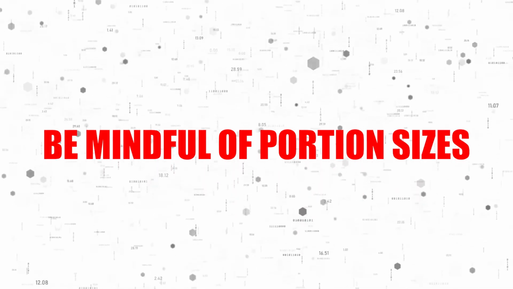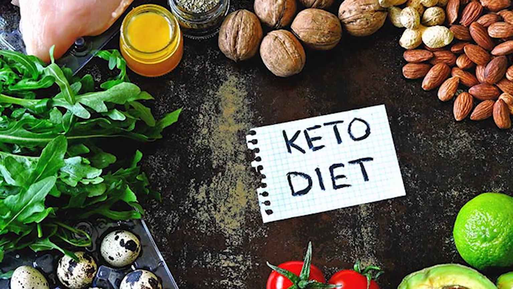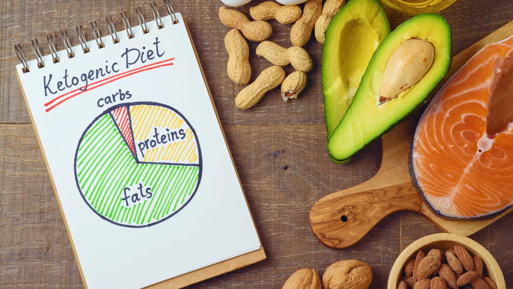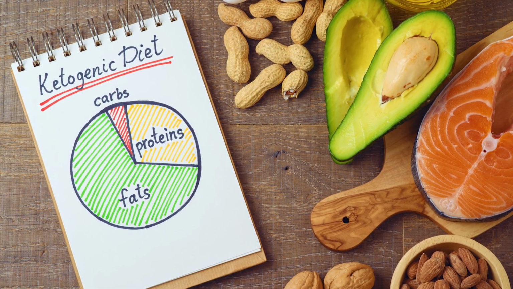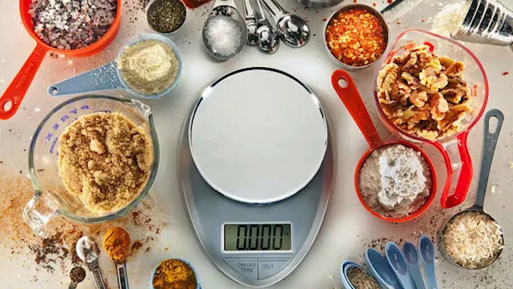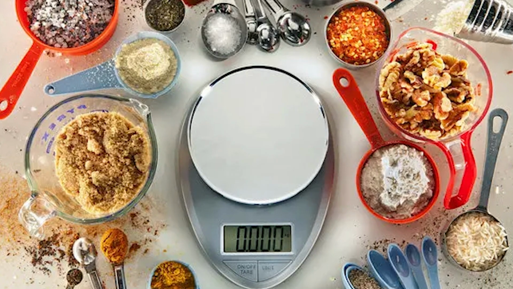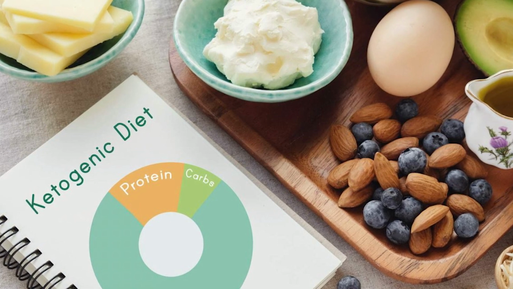Be mindful of portion sizes. Even on a keto diet, portion control matters. Consuming too many calories, even from keto-approved foods, can hinder weight loss. Measure portions. Use kitchen scales or measuring cups to accurately portion your food. Avoid overeating. Even keto-friendly foods can contribute to weight gain if consumed in excess.